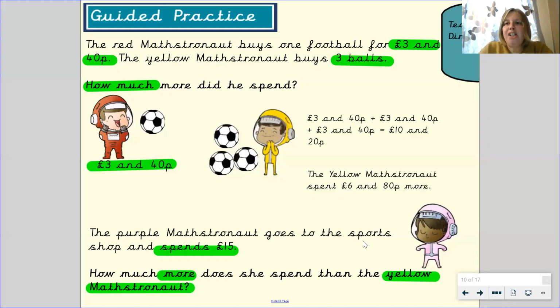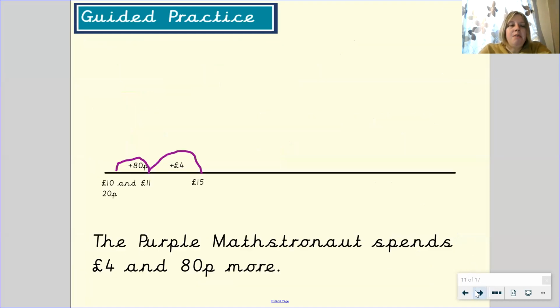So now you're going to check your answer with my answer to see how you got on. We know that the yellow astronaut spent £10.20 altogether, and that the purple astronaut spent £15. So the difference is £4.80. So she spent £4.80 more. If I start with my £10.20 and I count on to the next nearest pound by adding 80p, I make £11. And I add my £4 on to make £15.